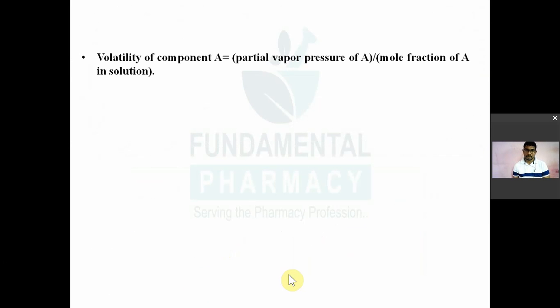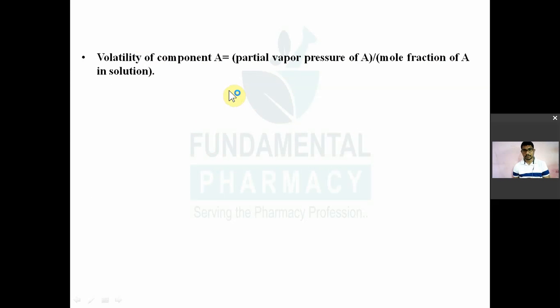So again, to the theory of volatility of a component. How do we calculate the volatility of a component? Suppose you have a mixture of component A and component B. The volatility of component A is the partial vapor pressure of A divided by its mole fraction in the solution. So that will give you the volatility of component A.